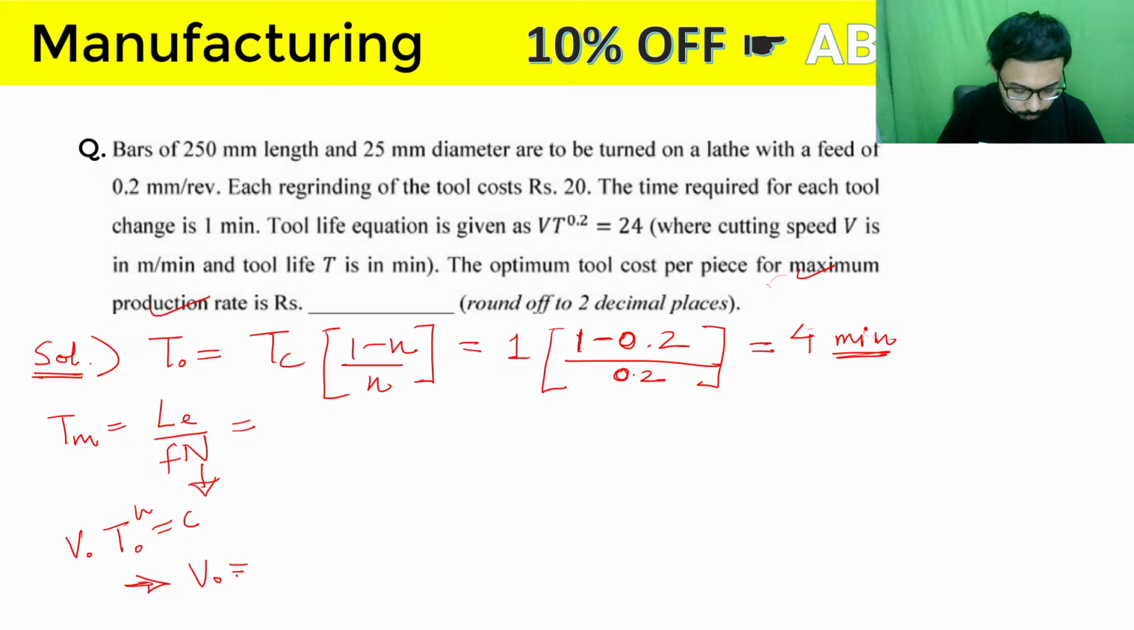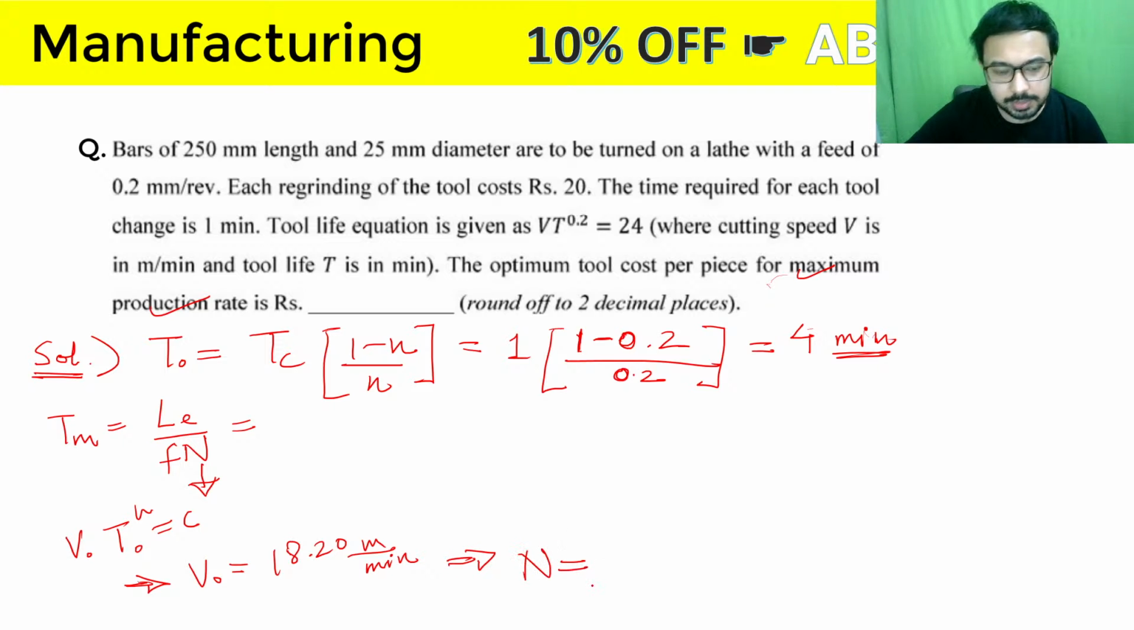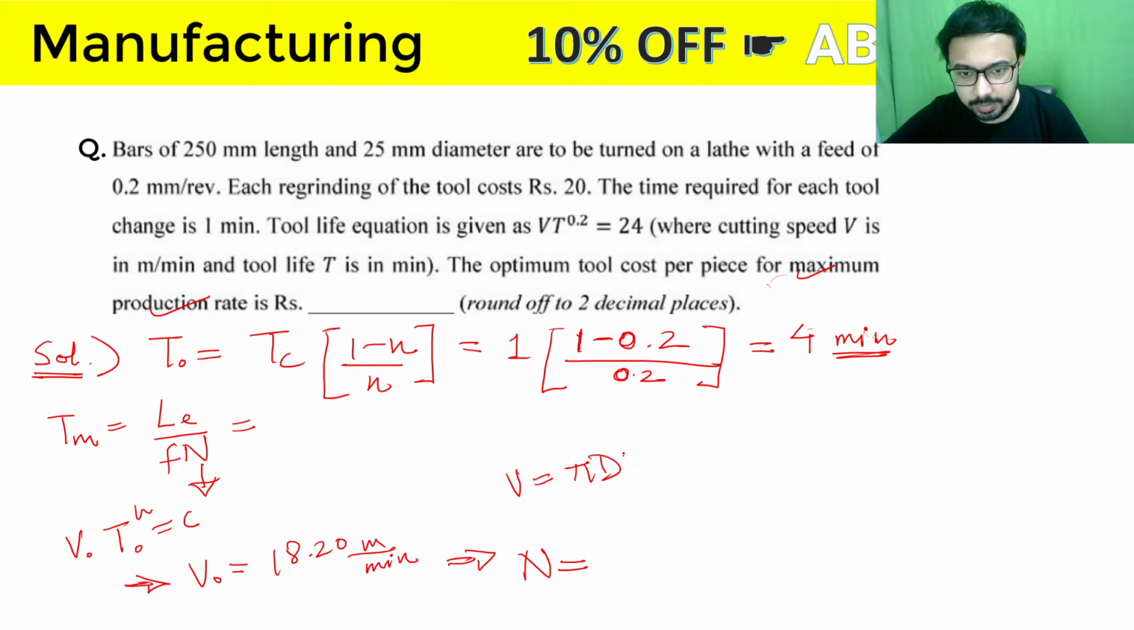So V naught here will come out as, T naught is 4 minutes, so 4 raised to the power 0.2, 24 divided by answer. So it is coming out as 18.20 meters per minute, and from this we can calculate N. Since V is equal to pi D N by 60, because V is in meters per minute, we will write D in meters.